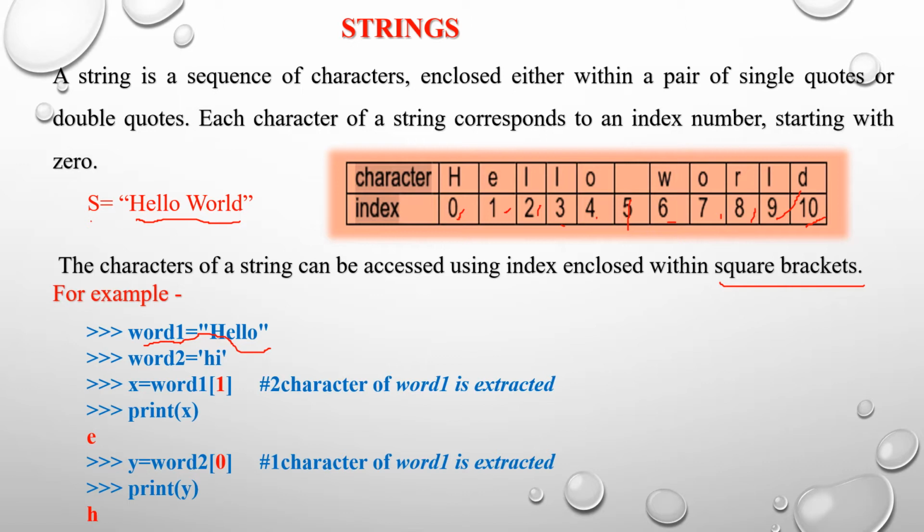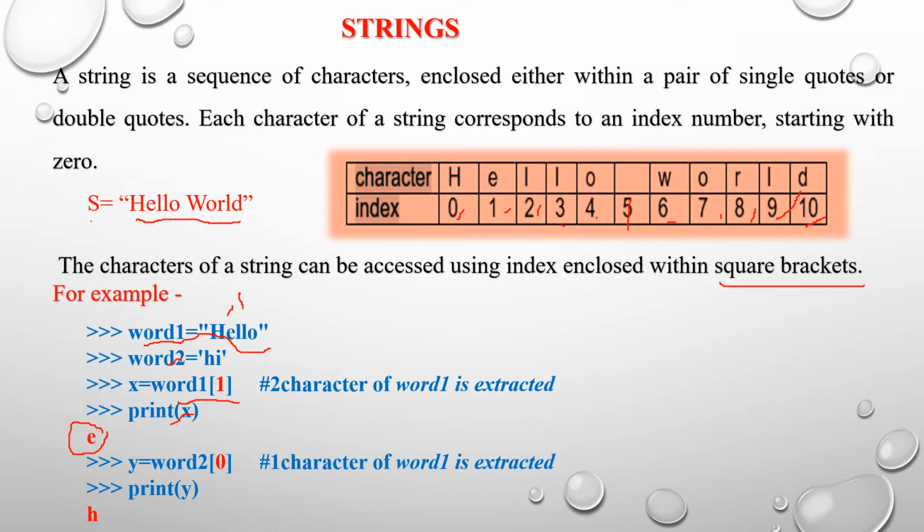Let's consider one more string. word2 is equal to 'hi'. We enclose it with single quotes, and it is treated as a string. The type of this is string. So here we write one statement: x is equal to word1 square bracket 1. After that we are going to print the x value. The Python interpreter is going to print e, because the index of e is 1.